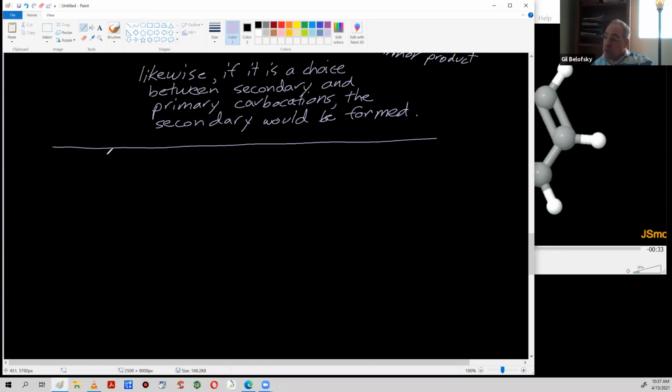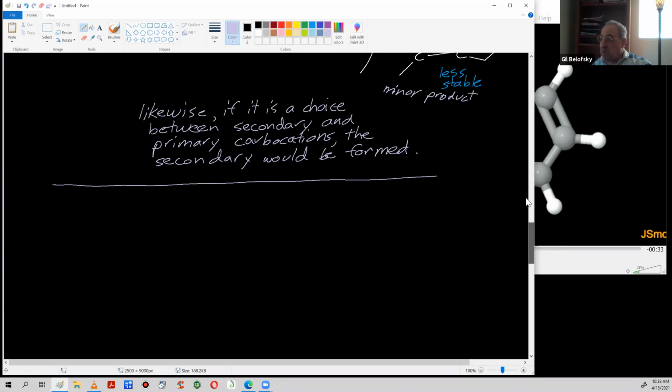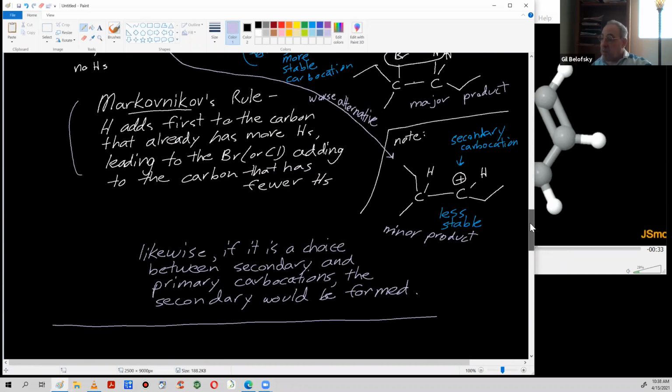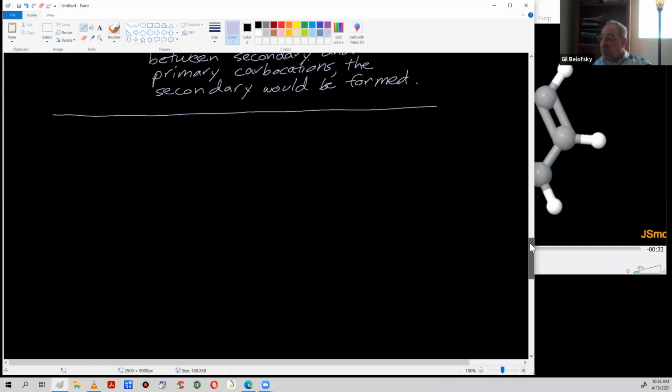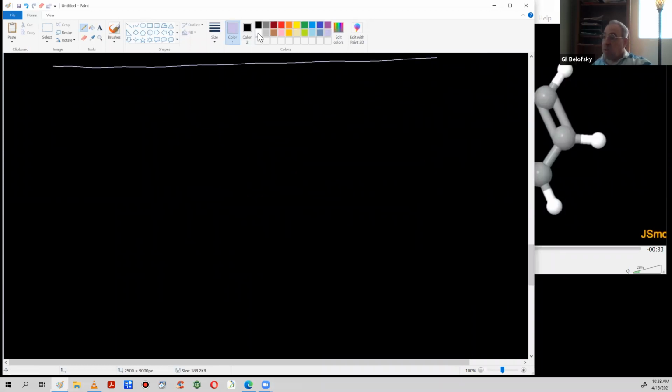So what I said earlier about why go so far as to learn stuff like this, I think I said, to be able to predict something that you haven't seen before. So let's just see if we can take this knowledge to the next level by analogy and say, what do we think is going to happen when we react HBr not with an alkene, but with an alkyne? We haven't talked much about alkynes.